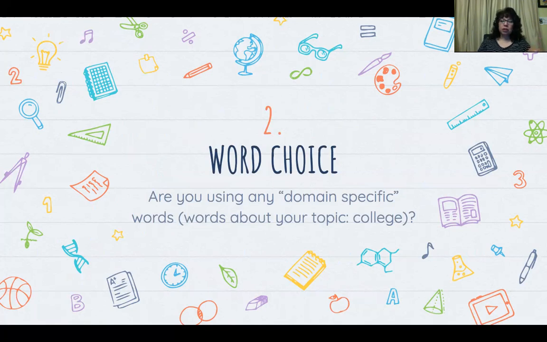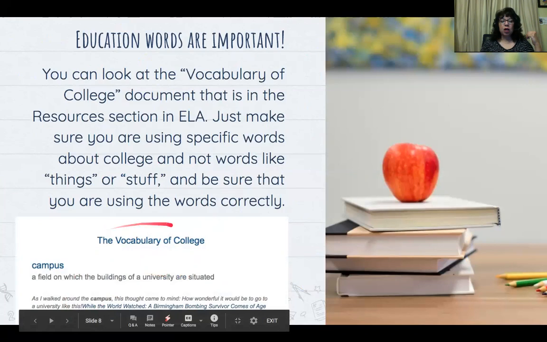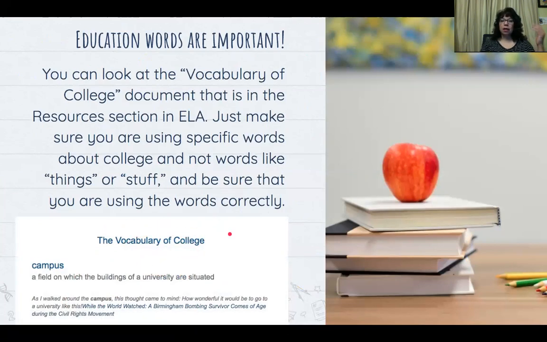If you go back to the resources in ELA, you will notice that there's a vocabulary list, and I'll get to that in just a second. Here it is at the bottom, the vocabulary of college, and I think it's like 4 pages of different words that count as domain-specific words. So education words are important. You can look at the vocabulary of college document that's in the resources section of ELA.